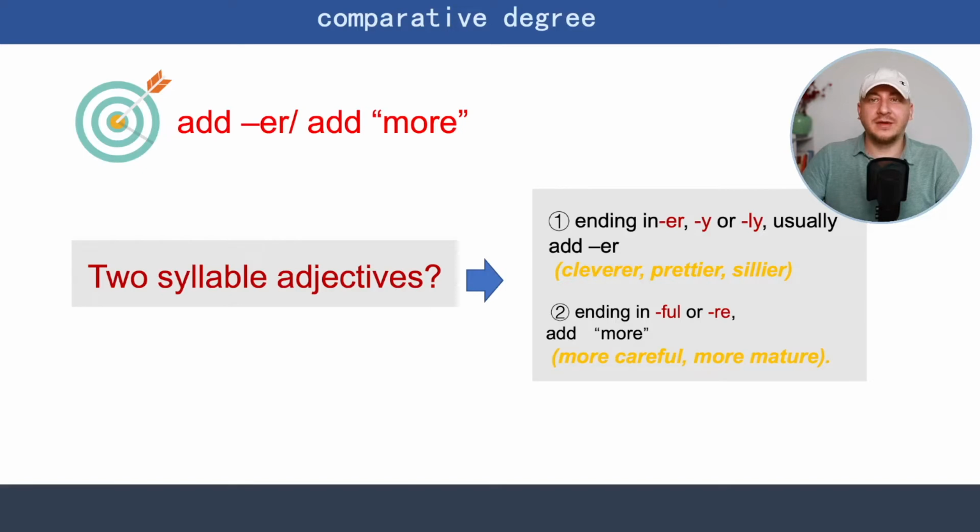However, we do have cases where adjectives end with F-U-L, full, and R-E. For example, careful. So that is a two-syllable adjective, careful. And because this adjective ends with F-U-L, full, we cannot add E-R. So we have to use more. Okay, so it will be more careful. Another adjective that ends in RE is mature, right? Mature. We will say more mature.